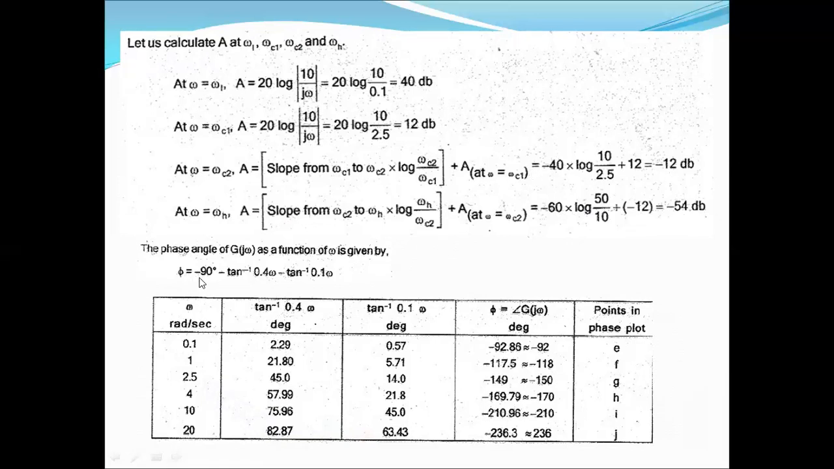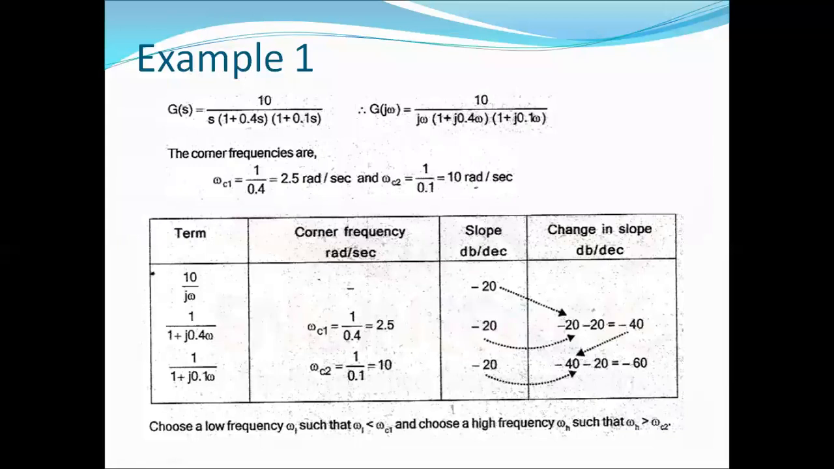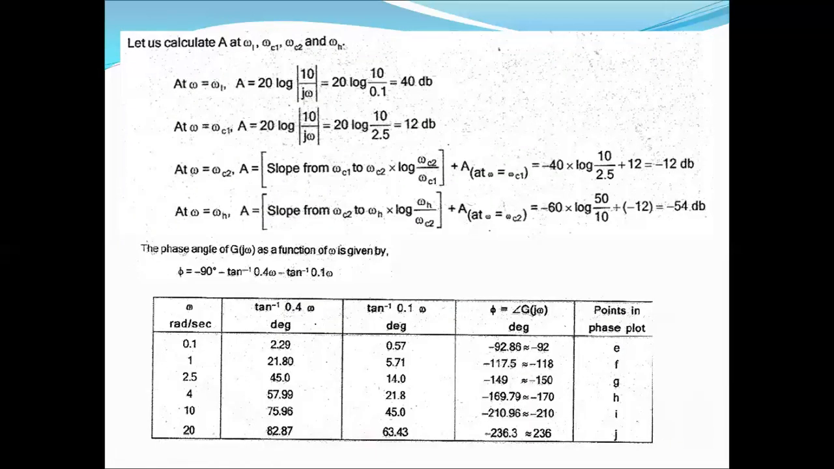So for the given problem, the phase angle is minus 90 degree, minus tan inverse of 0.4 omega, minus tan inverse of 0.1 omega. We know the corner frequency range for the given problem is between 2.5 and 10. So it should include mainly these two terms, and you can find out the phase angle mainly at the corner frequencies.